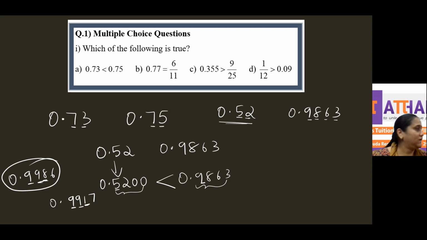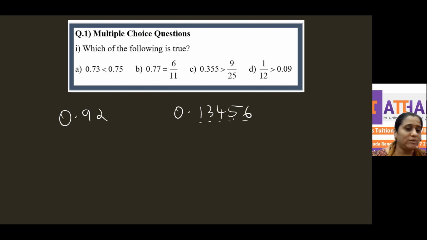You cannot say it's the smallest decimal. For example, if I have 0.92 and 0.13456, there are 5 digits after the decimal point here and 2 here. So how many zeros to add? 3 zeros. Now compare 9 and 1. So clearly this is bigger. Yes, that's all. Do we understand that?